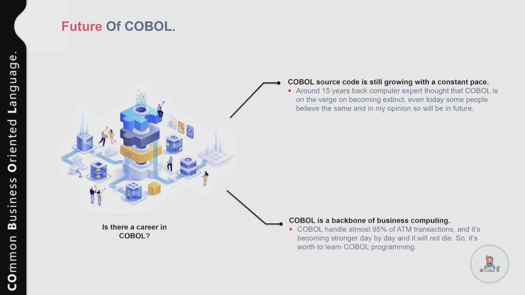And there are two simple reasons for that. First one is COBOL source code is still growing at a constant pace. According to an estimate, there are almost 200 to 250 billion lines of code which are still active. And this code is used in the form of different legacy applications which are hosted on IBM Mainframe or any other cloud computing platform as a part of a modernization strategy. So the important point here is that this code which is already active is growing, and every year a new set of code is introduced just to maintain these legacy applications.